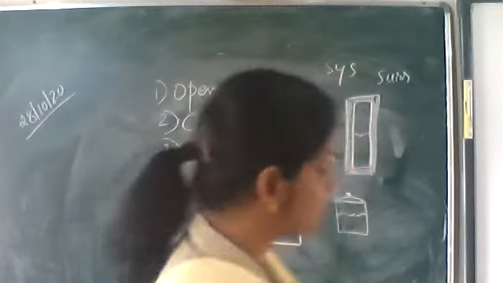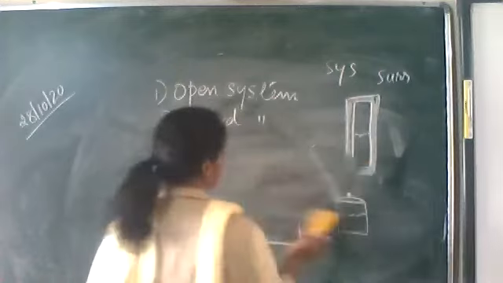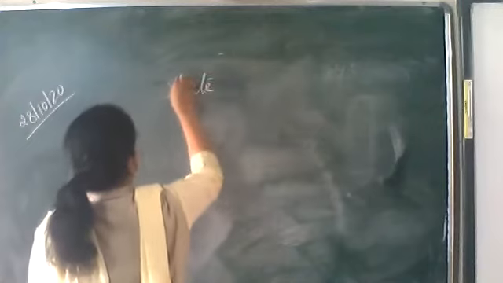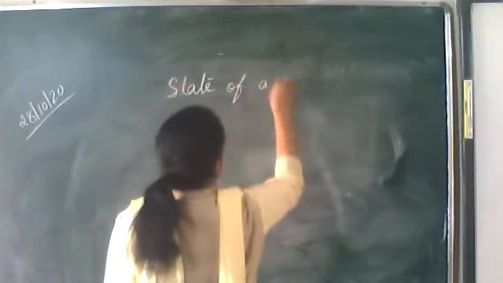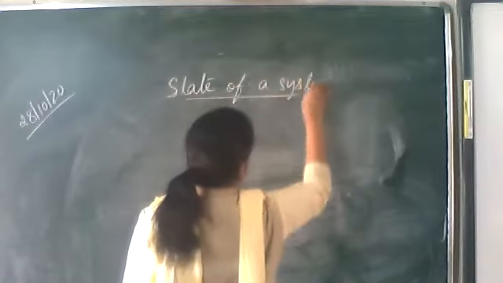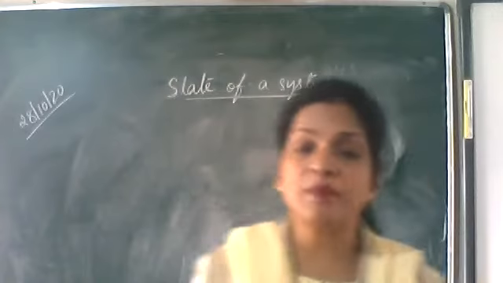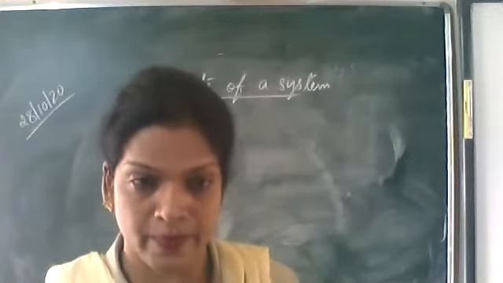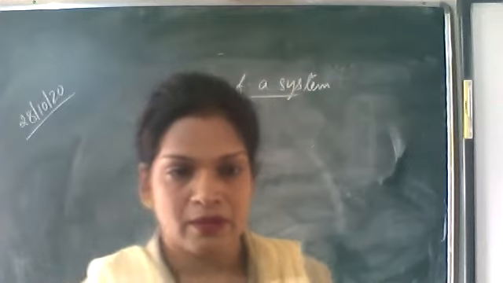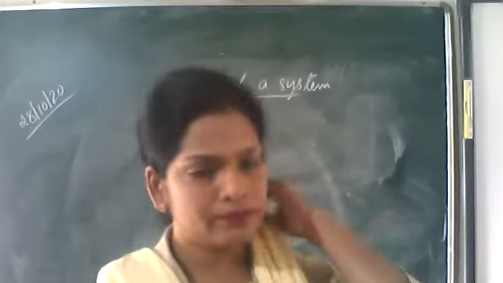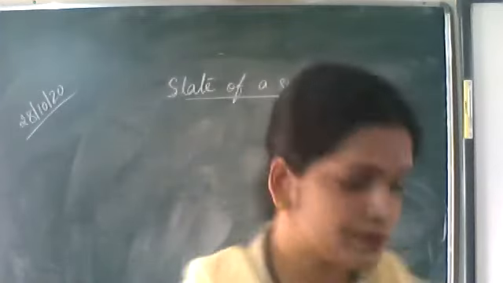Next heading, state of a system. System means anything that is under investigation or observation. Now what is meant by state of a system? We call them state variables, the variables by which you can define a system. For example, I can define a system by telling its volume, pressure, temperature.